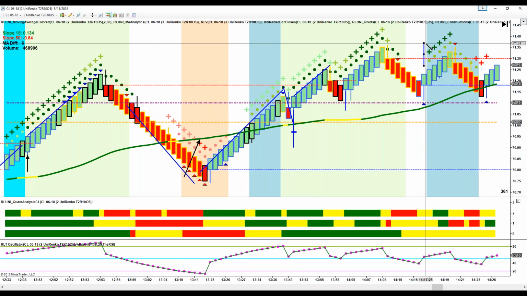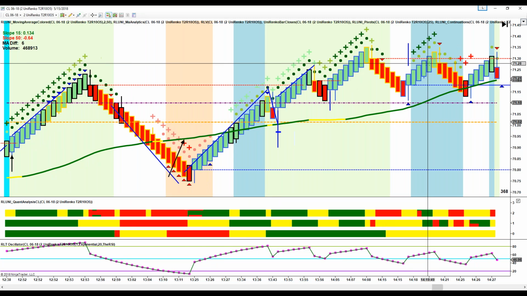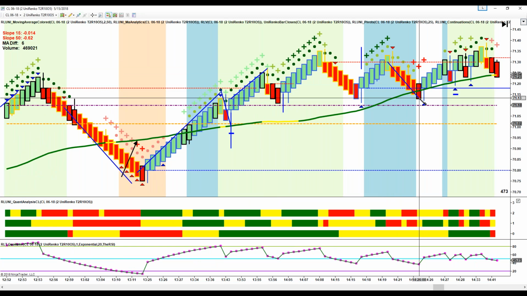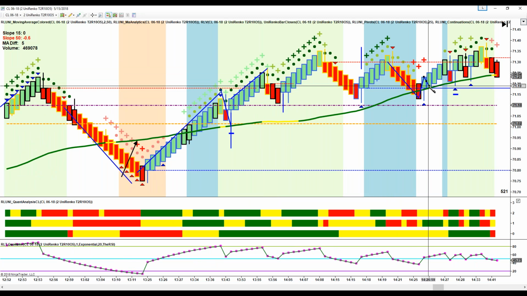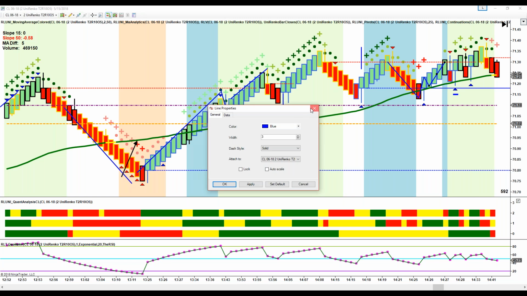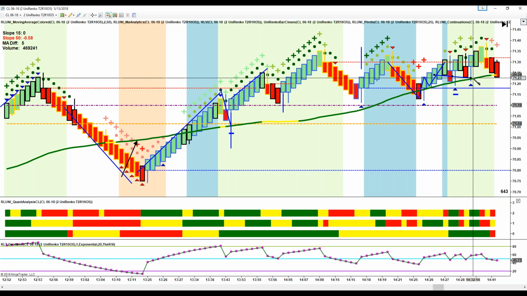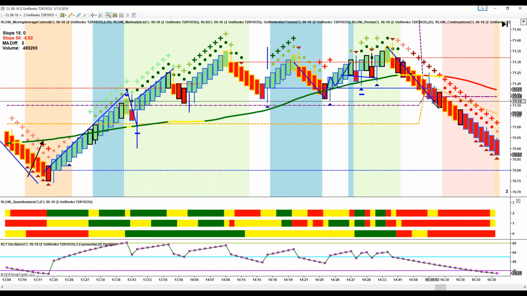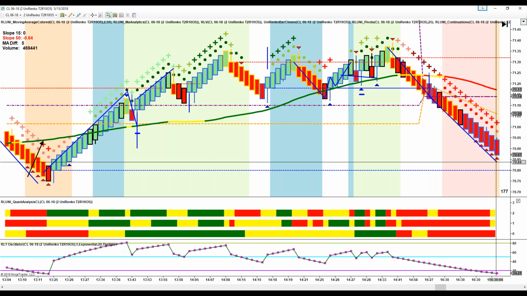No continuation, no dots. Here we need a pullback, up, back, and then up. And when you start getting these, I would just stay away. And there's your trade. There's your move down. There's the pullback right here. And there's your continuation trade right here.